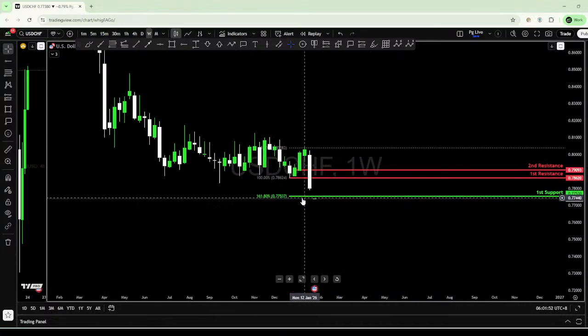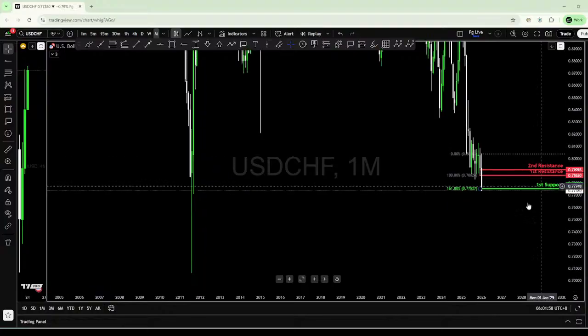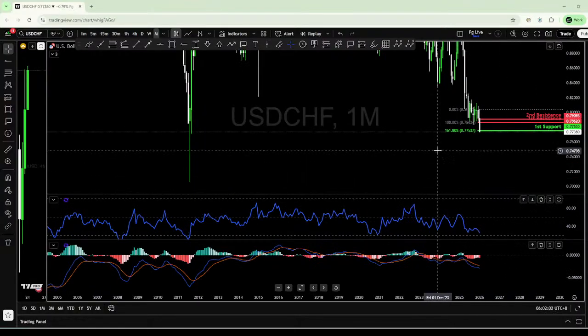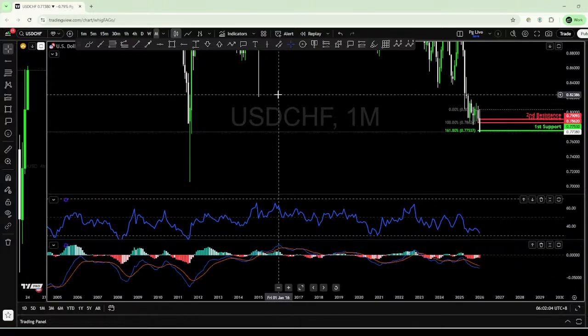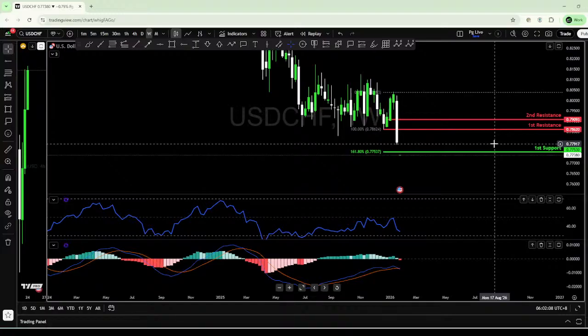So I think whenever price is at the extension, we might see the pullback, almost hits the oversold already. We're gonna see the extension.